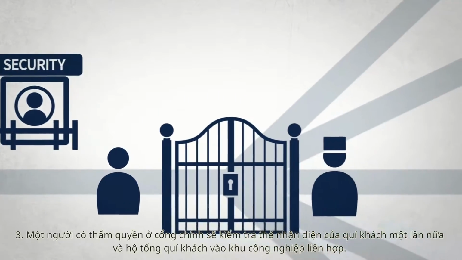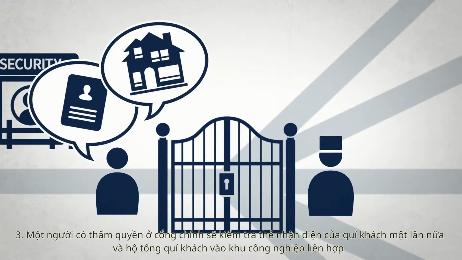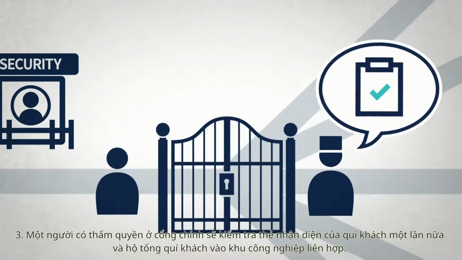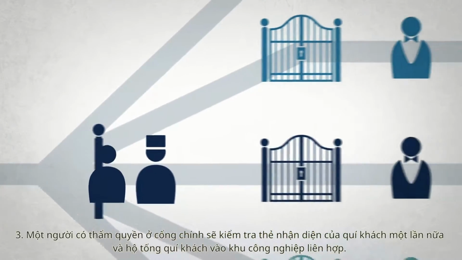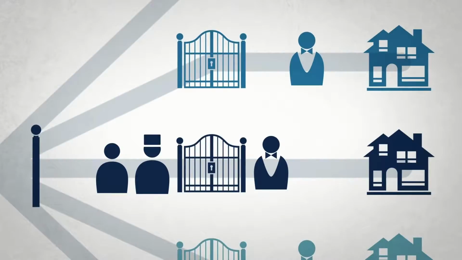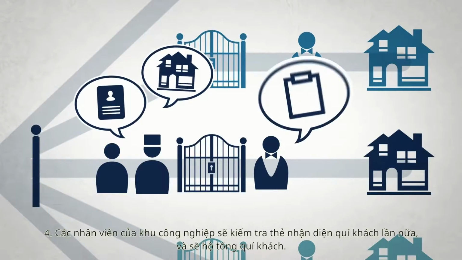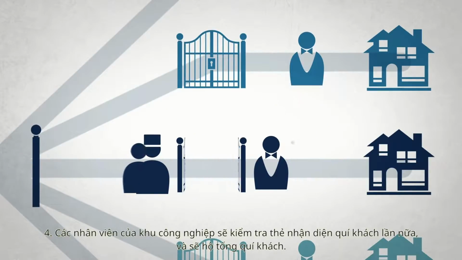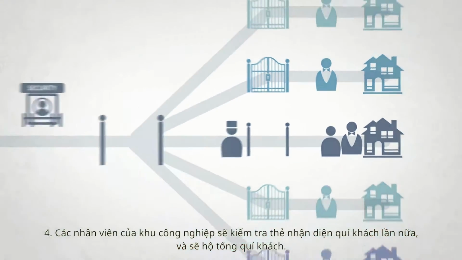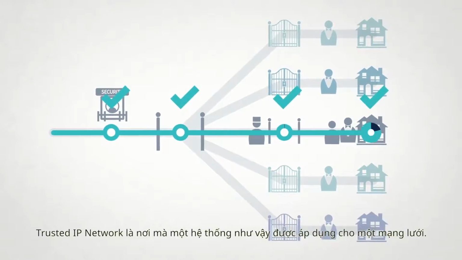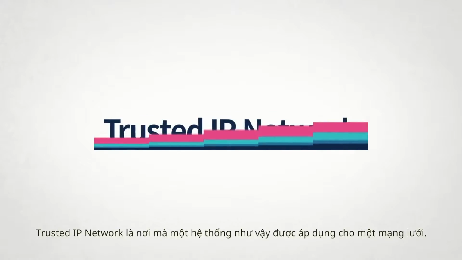Then 3. An authorized personnel at the main gate of the complex will check the visitor's ID and the destination once more and escort the visitor to the villa. 4. The personnel of the villa will check the visitor's ID again and escort the visitor. The trusted IP network is where such a system is applied to a network.